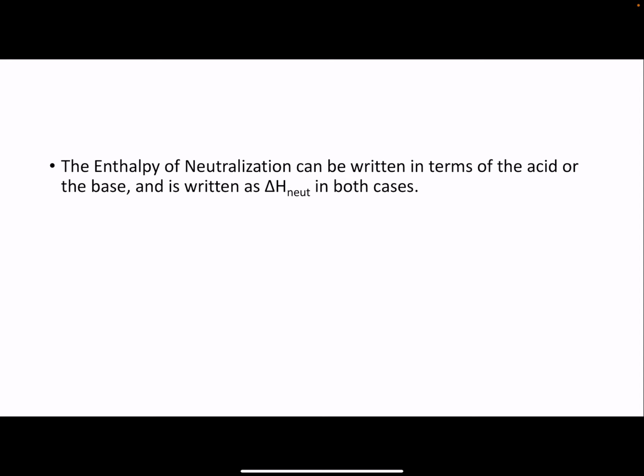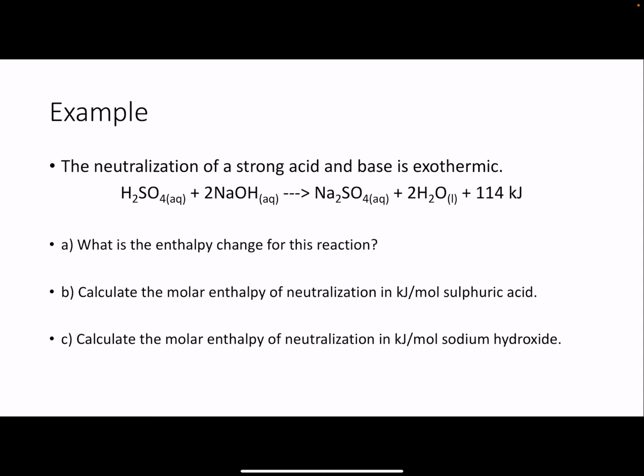All right. Enthalpy of neutralization. Because it involves an acid and a base, it's going to be written as this property here, the enthalpy of neutralization. We usually just cut off the letters at the end. So let's look at an example for this.